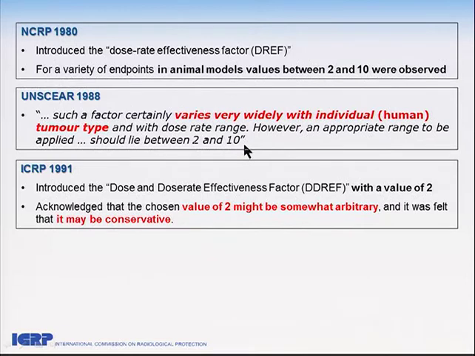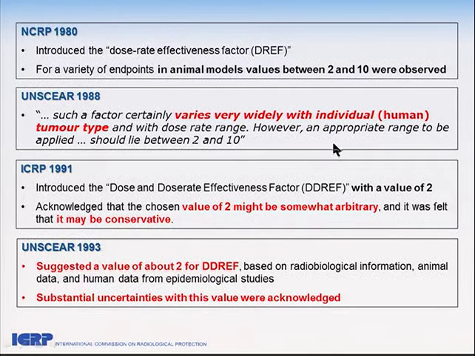And then it was in ICRP 60 in 1991 that the DDREF was first defined, the dose and dose rate effectiveness factor, and ICRP suggested a value of 2. UNSCEAR followed this proposal 1 year later. They also suggested a value of about 2 for the DDREF, but acknowledged, and this was also acknowledged by ICRP, of course, that there is quite a large uncertainty with this value. And ICRP decided to use one value just to make sure that the radiological protection system is practicable, simple enough to be applied in practice.